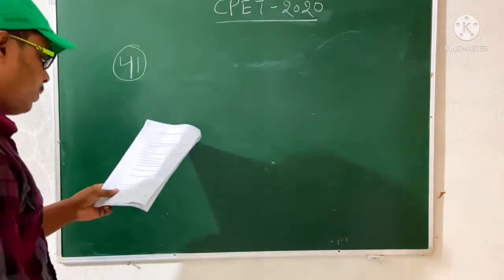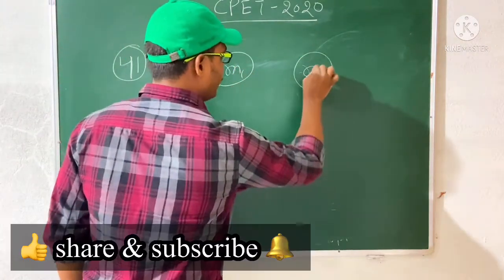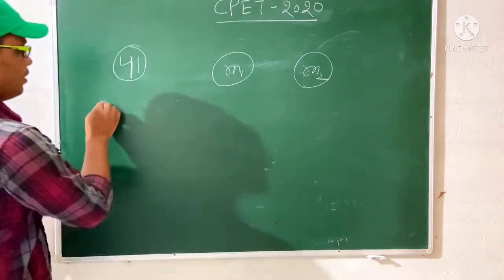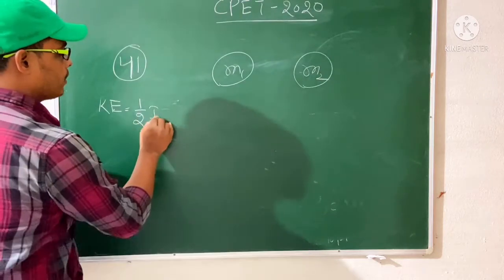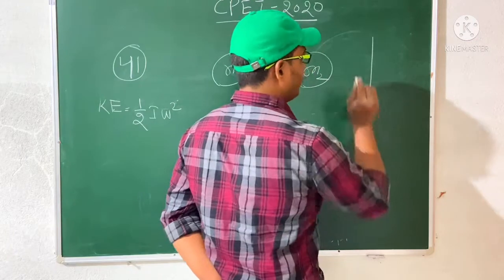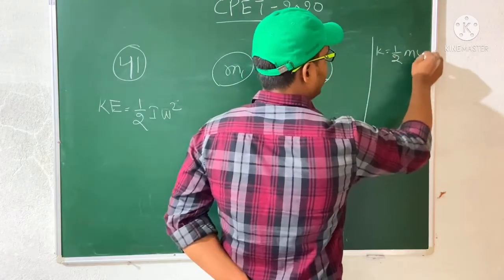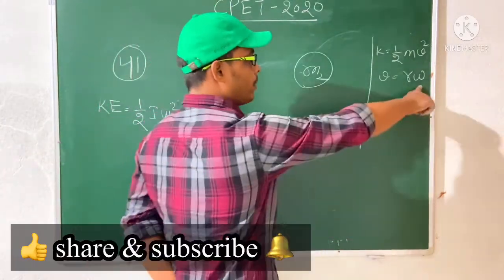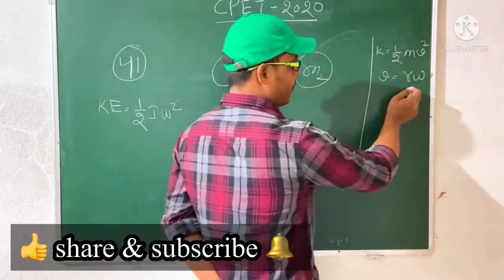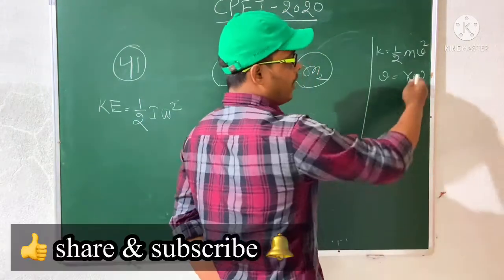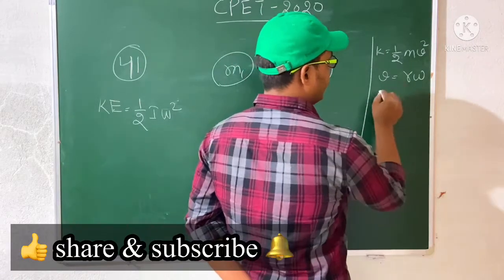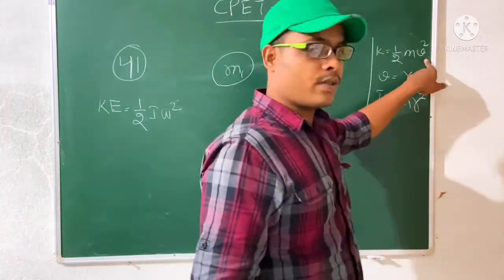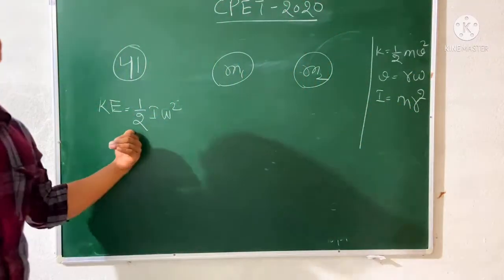Question number 41 is about two bodies, one body of mass m1 and another of mass m2. Remember, what is the kinetic energy? Kinetic energy is equal to half I omega square, where I is your moment of inertia. Kinetic energy is half mv square, and v equals r omega, the relation between linear motion and angular motion. Omega is angular velocity or angular frequency. v is distance by time and omega is angle by time. Moment of inertia is mr square, the general expression. Substituting v equal to r omega gives r square omega square, and mr square is I, so kinetic energy equals half I omega square.